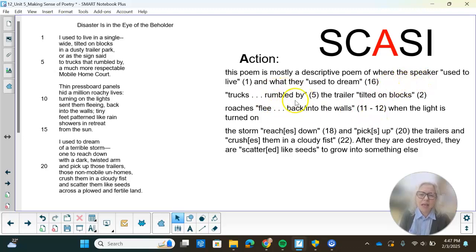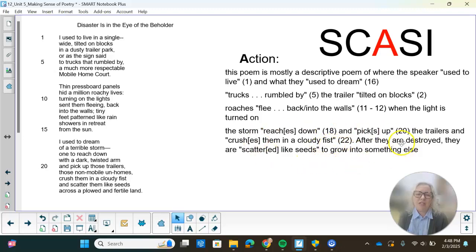But we have some action taking place, and sometimes just to determine what is actually happening, I might highlight or underline all of the verbs that you can find. So, rumbled by, tilted, so you know that there's some action there. But again, this is really mostly about description, right? It's creating that setting. Even the roaches fleeing back into the walls is helping us understand the description of the interior of the mobile home.